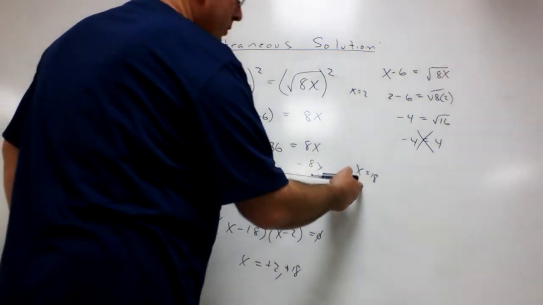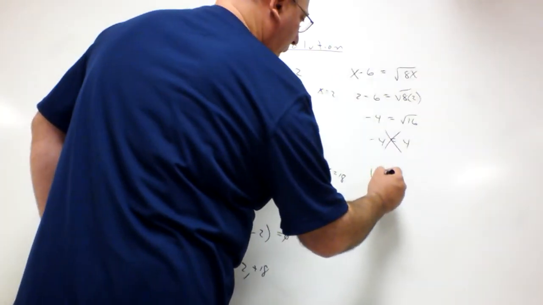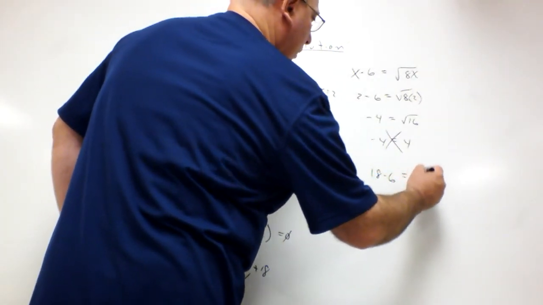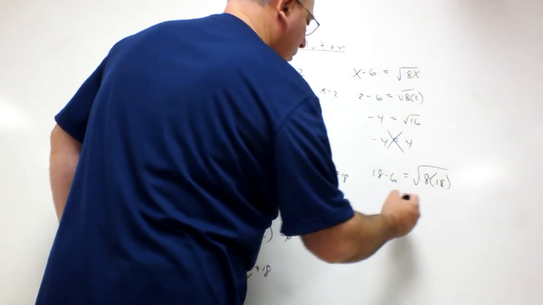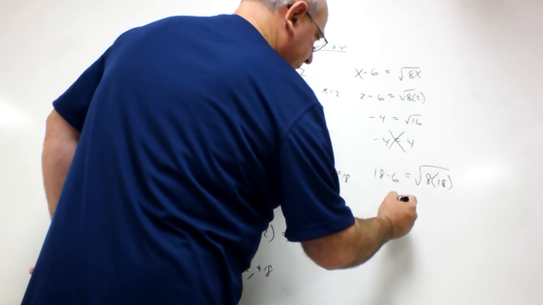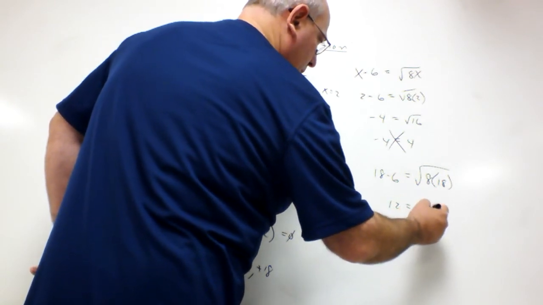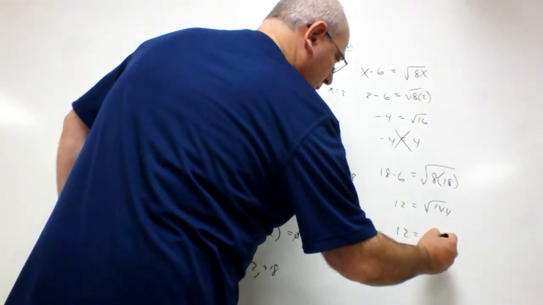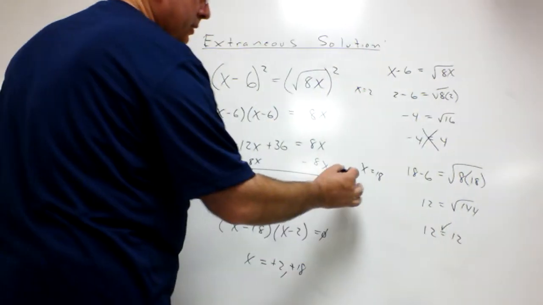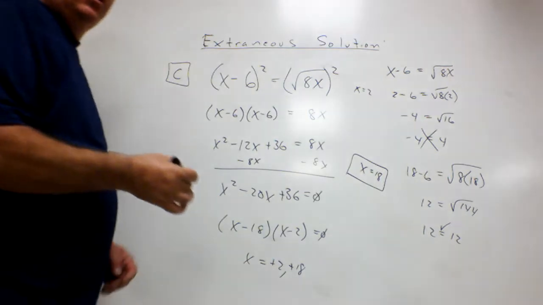Okay? Then we would try our other answer, and we would get 18 minus 6 equals the square root of 8 times 18. So we get 12 equals the square root of 144. 12 equals 12. This answer checks, so this is a valid solution.